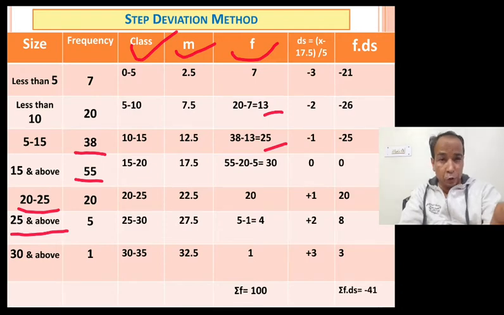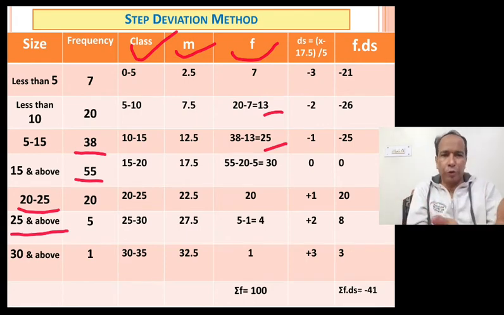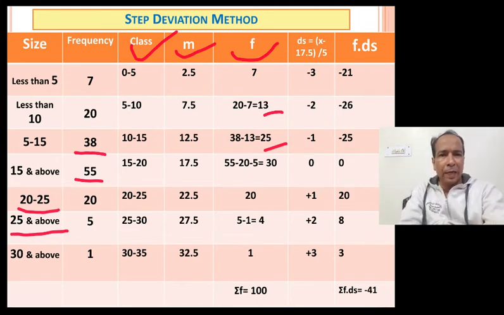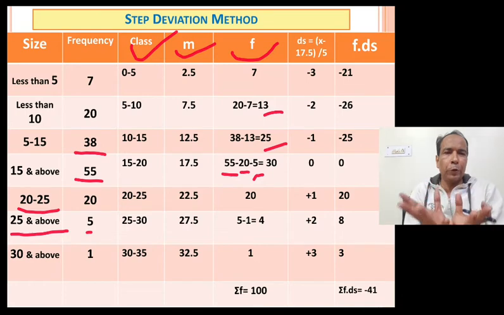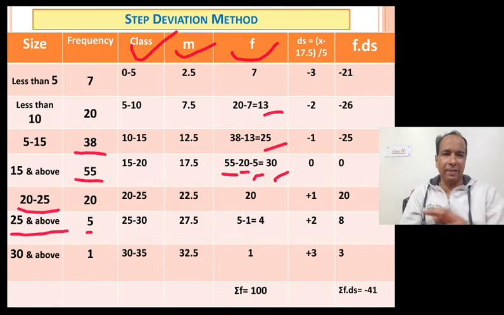So we need to reduce all the values from 20 and above to get the 15 to 20 class value. So the 15 and above value is 55, that is written over here, minus 20 and above, that is 20, written over here, minus 25 and above, that is 5. That is also reduced from this to get the value of the class 15 to 20. So that produces 30. This is the value for class 15 to 20.